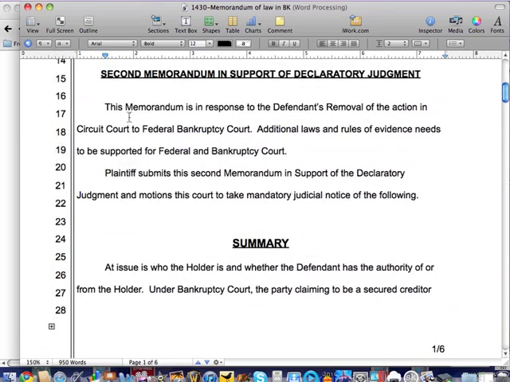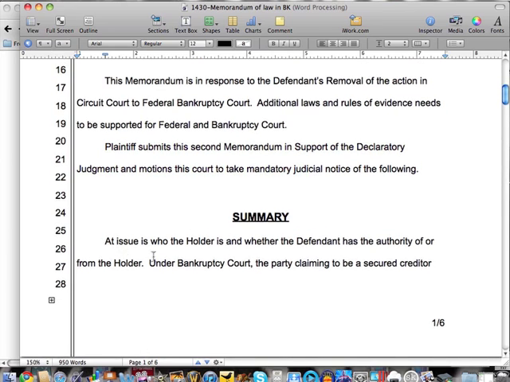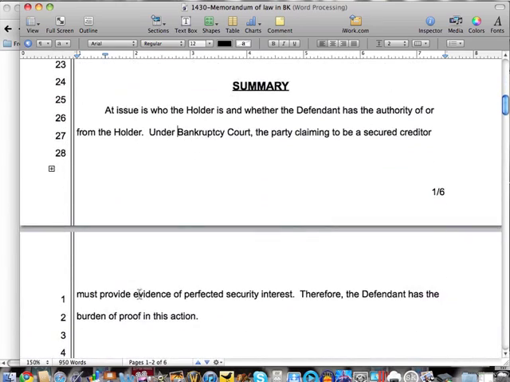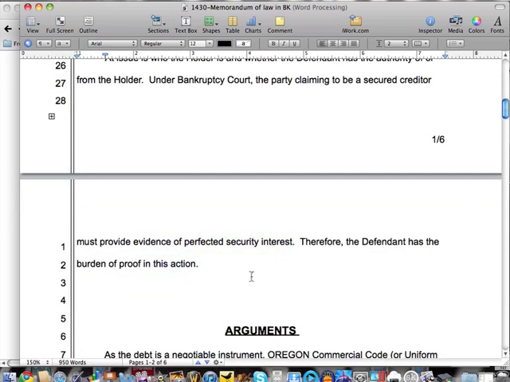Basically, the plaintiff submits this second memorandum in support of the declaratory judgment and moves this court to take mandatory judicial notice of the following. At issue is who is the holder and whether the defendant has the authority of or from the holder. Under bankruptcy court, the party claiming to be a secured creditor must provide evidence of a perfected security interest. Therefore, the defendant has the burden of proof in this action, and this is really, really important. They have the burden of proof.